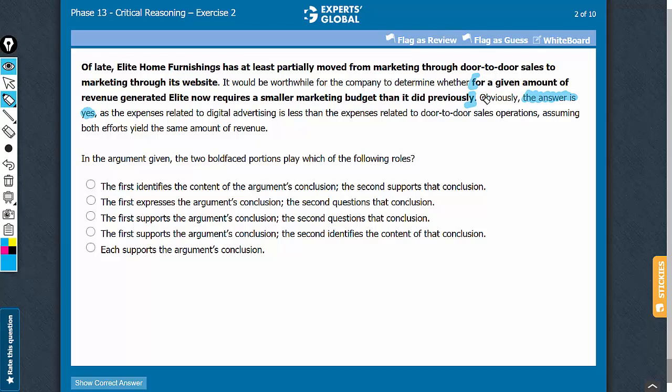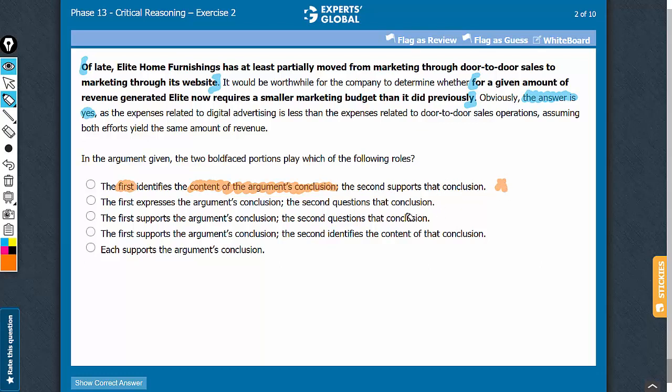Step 2 is to link the two boldfaces with the conclusion. See, the first boldface here is a fact, a circumstance that is leading to the conclusion, and the second boldface is a statement that summarizes the conclusion. So this term that we see here, content of the argument's conclusion, this is a very interesting phrase. This should come for the second boldface and not the first boldface. So this answer choice should be eliminated.